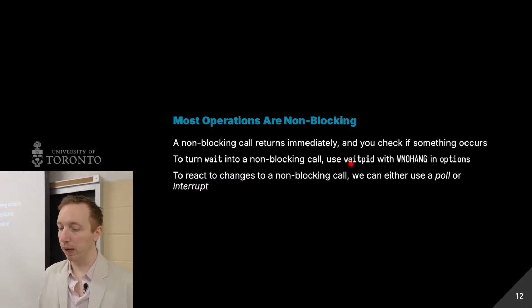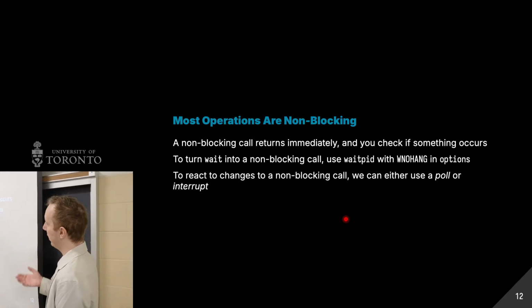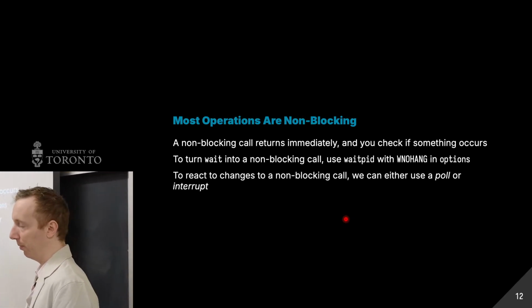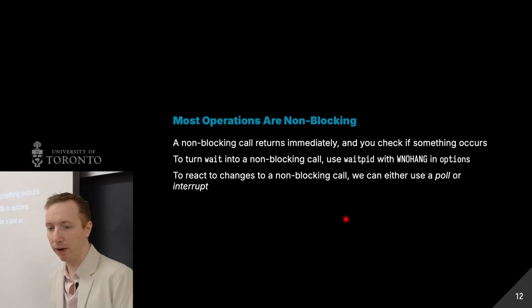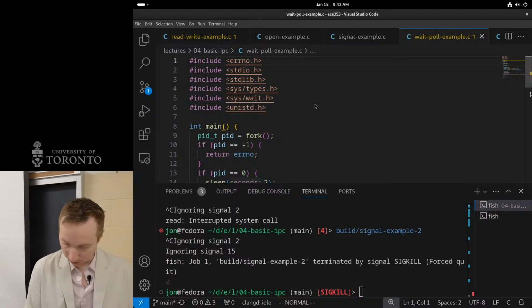So I can use waitpid with WNOHANG. Basically, that will turn it into the non-blocking version. And to see whether or not a process has died, like figuring out if something has happened in hardware, I can either do polling or interrupt. So let's go back here.